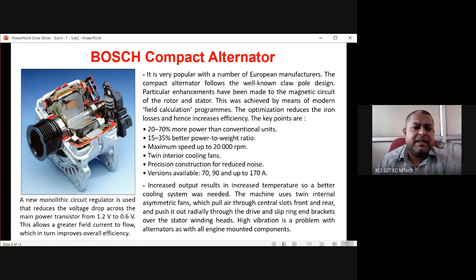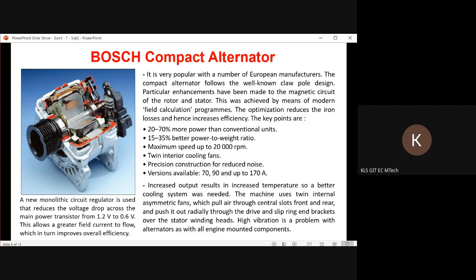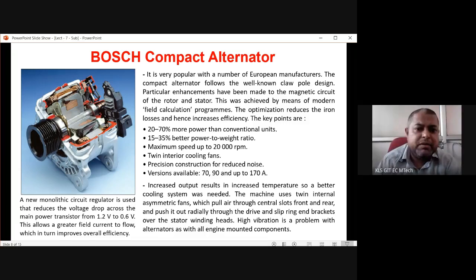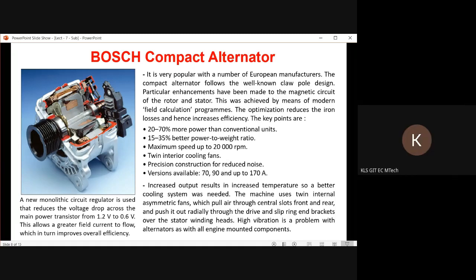One is a monolithic circuit regulator, and this is a type of Bosch compact alternator. Very important, high performance: you can check 20 to 70% more power than conventional units, and 15 to 35% better power to weight ratio. That means with very little weight, it is delivering quite high power. Maximum speed is up to 20,000 RPM. Just imagine how strong the alternator will be.